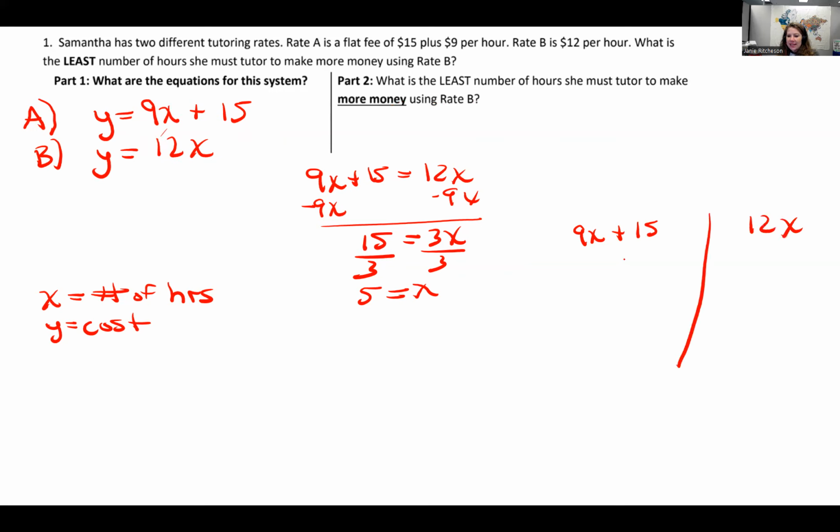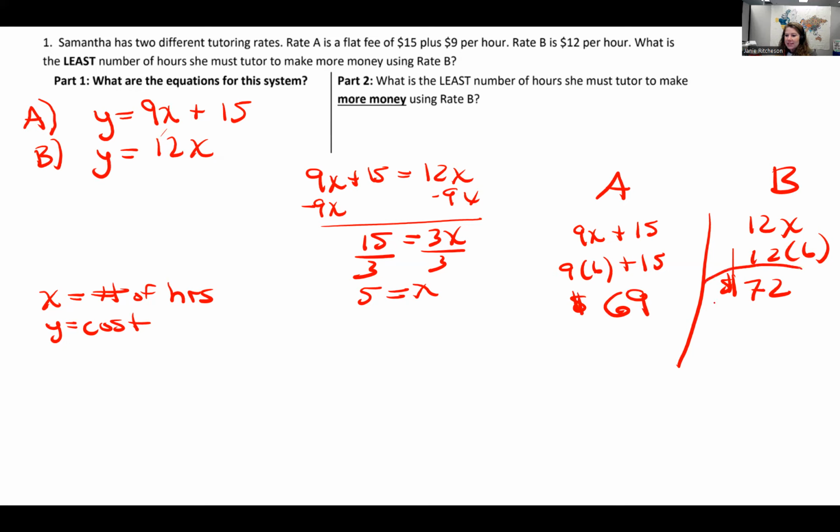So at 6 hours, if X is 6, let's do 9 times 6 plus 15 and 12 times 6. So this is $72 for plan B. And for plan A, we have 9 times 6 is 54. 54 plus $15 is 69. So this is the first time she would make more money with plan B, at 6 hours. The least amount of hours would be 6 hours, because at 5 hours, both of them would give the same amount of money.